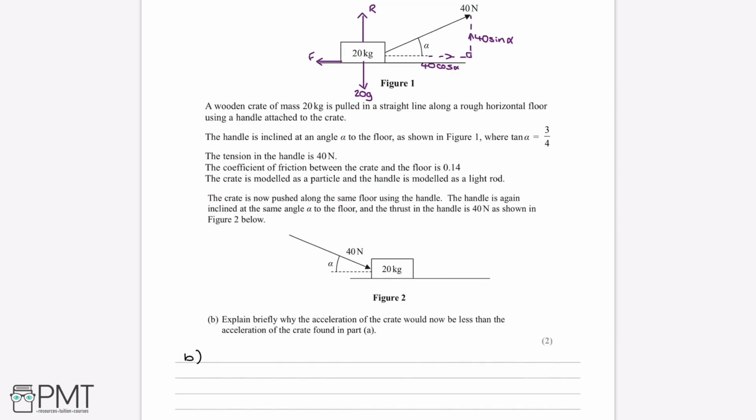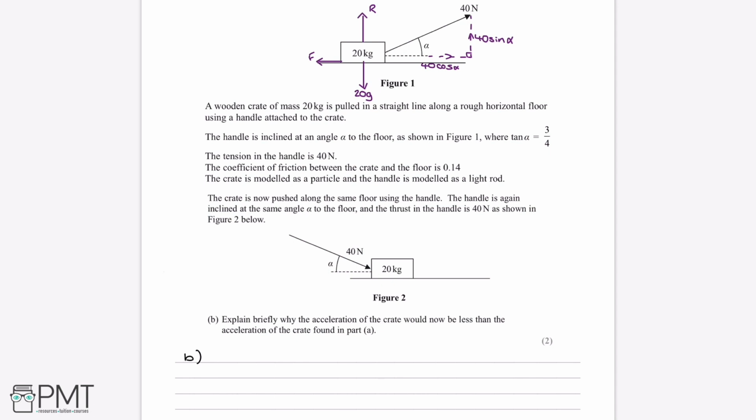The crate is now pushed along the same floor using the handle. The handle is again inclined at the same angle alpha to the floor, and the thrust in the handle is 40 newtons, as shown in figure 2 below. Part B asks us to explain briefly why the acceleration of the crate would now be less than the acceleration of the crate found in Part A.